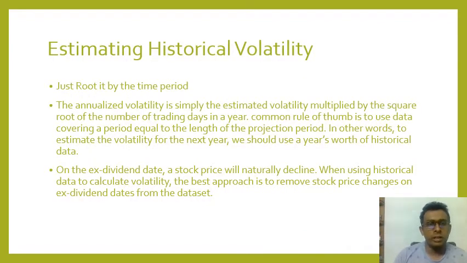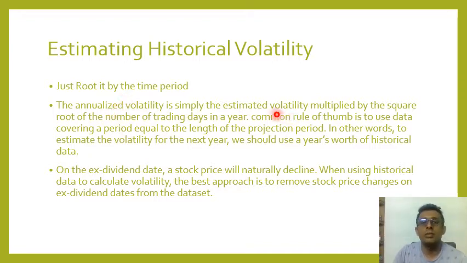Estimating historical volatility is another easy topic. If you know the volatility for, say, a week, which is 5%, then we just scale it by the square root of the time period to find it for 52 weeks, that is 1 year. So for a week it is 5%, and for 1 year it will be the root of 52 times 5%. One minute, let me use the calculator. The root of 52 times 5 gives us 36.06%, which will be the annualized volatility.